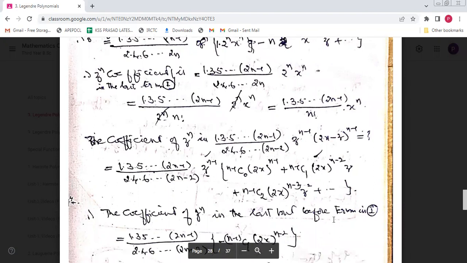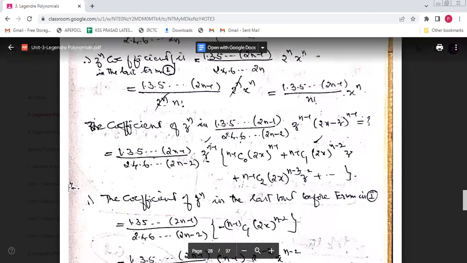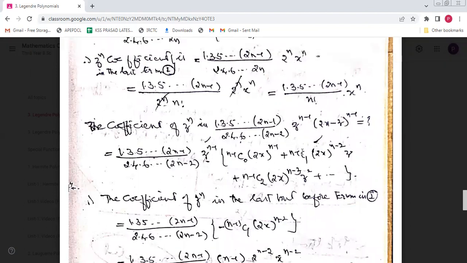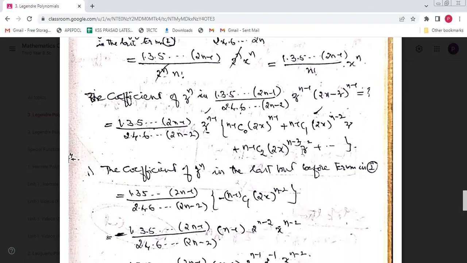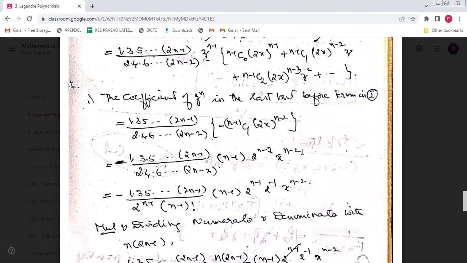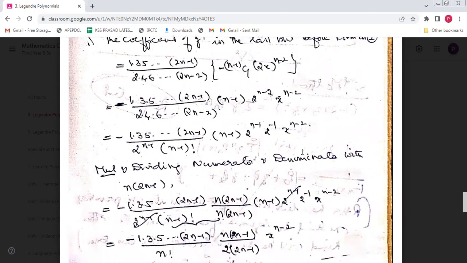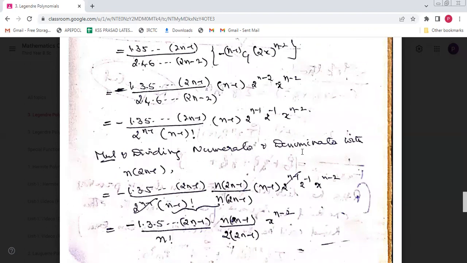So the coefficient of z power n in the last-but-one term in the previous equation is nothing but 1 into 3 into 5, etc., 2n minus 1 divided by 2 into 4 into 6, etc., 2n minus 2 into, this becomes minus (n minus 1)C1 (2x) to the power of n minus 2. This term and this term. So that is nothing but minus comes out. 1 into 3 into 5, etc. Okay, multiplying and dividing in numerator and denominator with n into 2n minus 1 and simplifying, we get this particular solution.